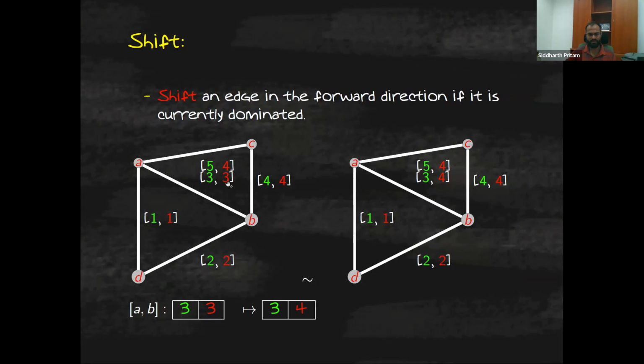So I change the filtration value from 3 to 4 here. So the pair of values associated to the edge AB was changed from 3.3 to 3.4. The red one is the filtration value, and the green is the order. Okay, so this is shifting. And we proved that this preserves the persistence. This operation would not change the persistence of this graph.